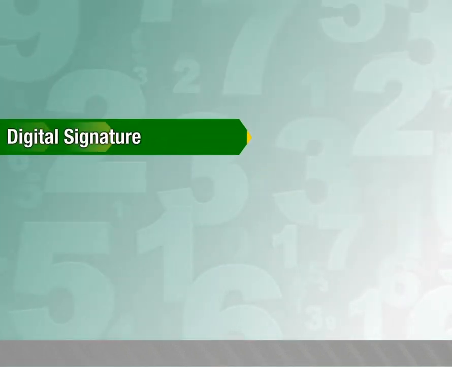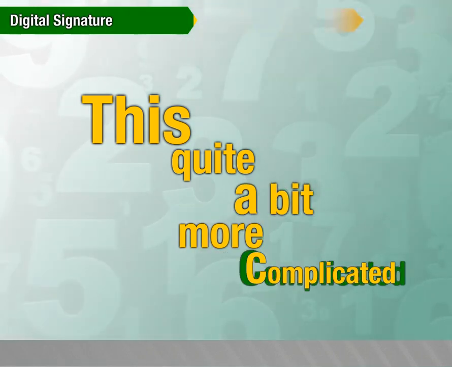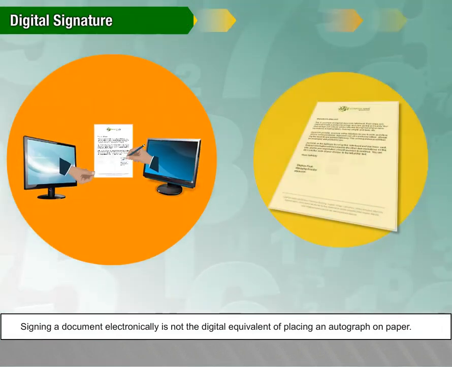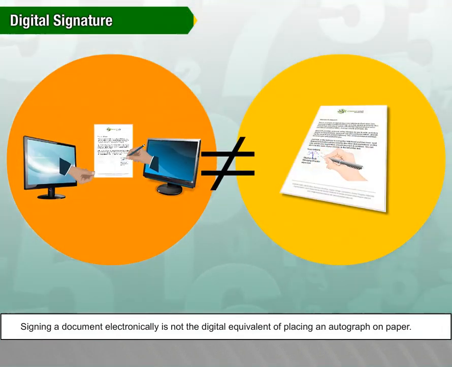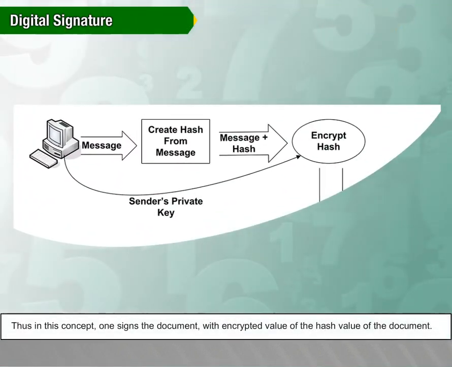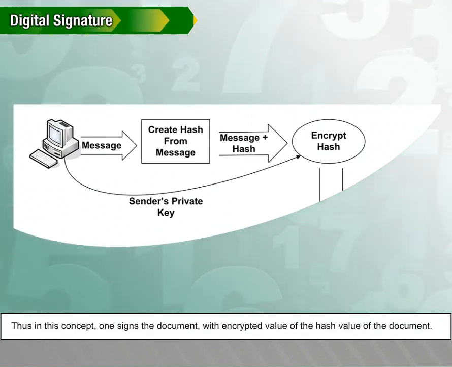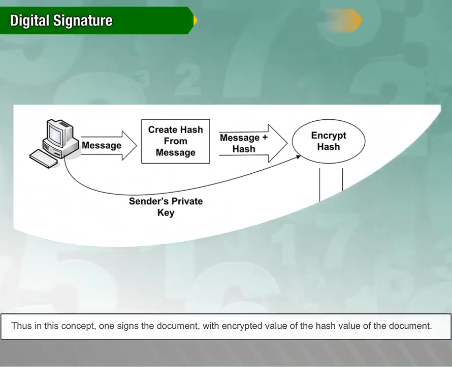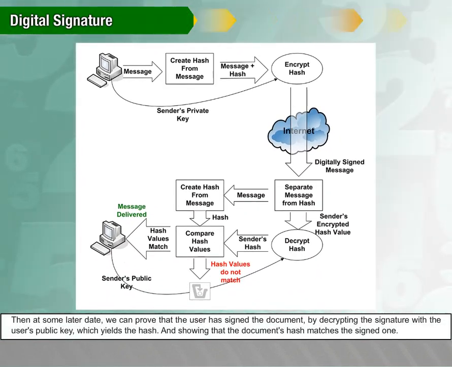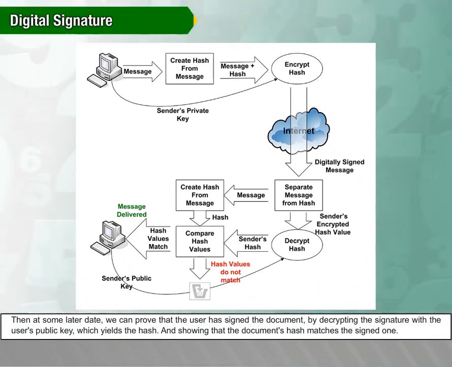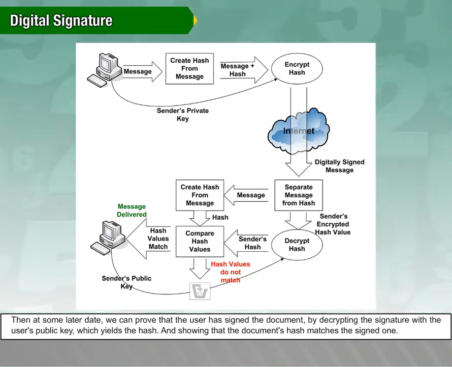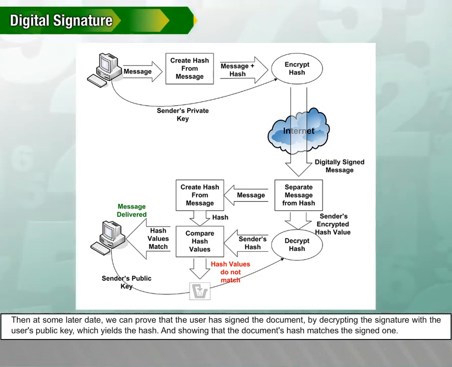Digital signature. This is quite a bit more complicated. Signing a document electronically is not the digital equivalent of placing an autograph on paper. Thus, in this concept, one signs a document with the encrypted value of the hash value of the document. Then at some later date, we can prove that the user has signed the document by decrypting the signature with the user's public key, which yields the hash, and showing that the document's hash matches the signed one.